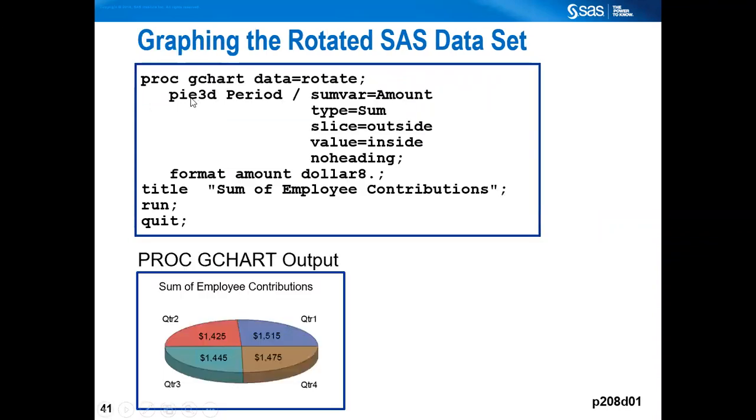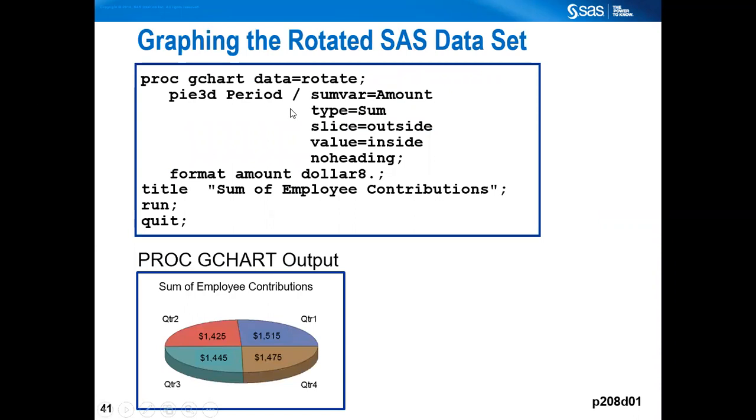Now see, with your pie chart, it's a 3D pie chart. Hence you can write pie 3D, the analysis variable is period, and as per the syntax in this pie chart you can write various options by giving this forward slash.